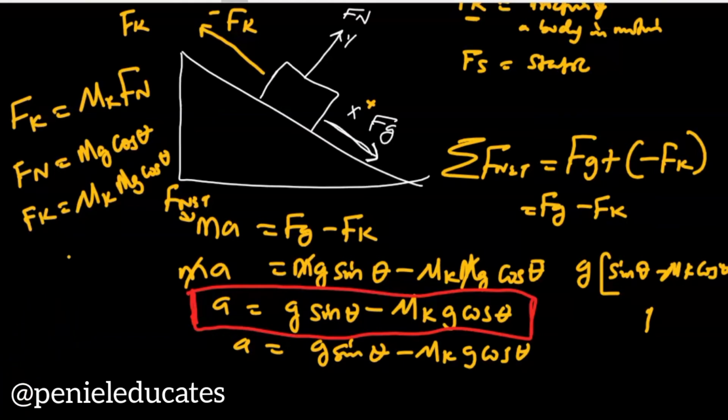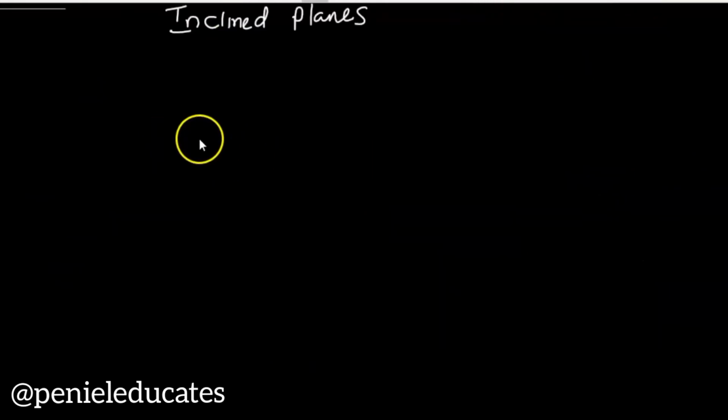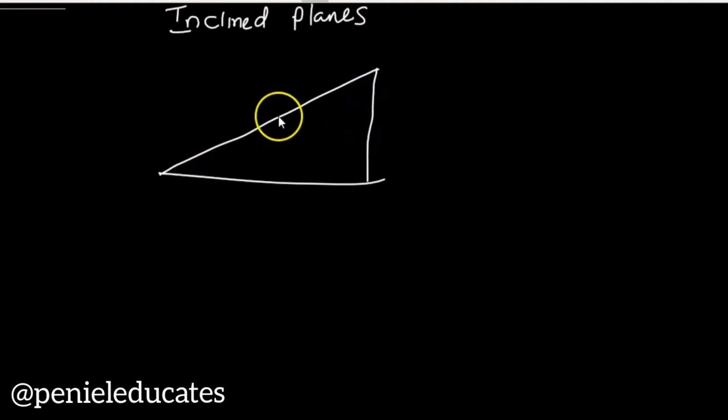All right, so let's look at a block sliding up the inclined plane. So if we have a plane like this, we have a body, that's the block sliding up the inclined plane. Let's say this is going up here. So this is a positive x direction, it's going up.